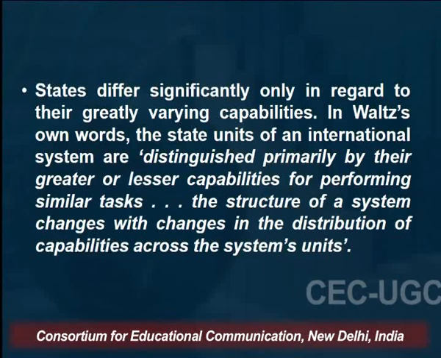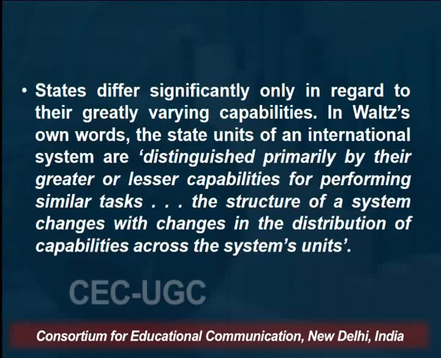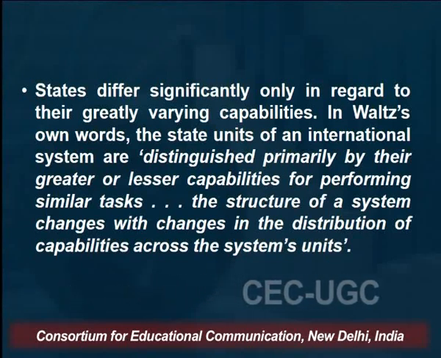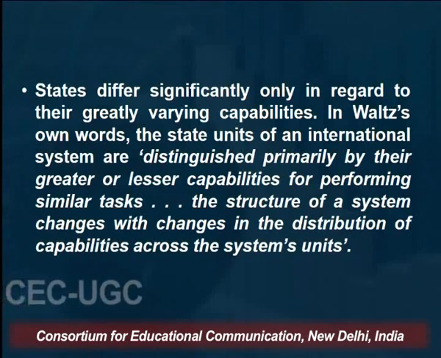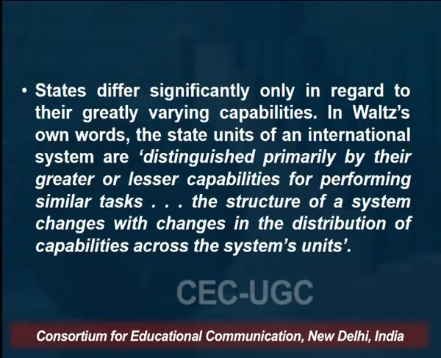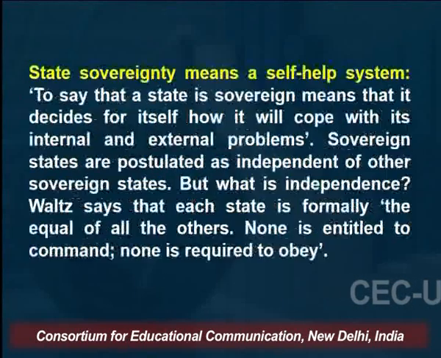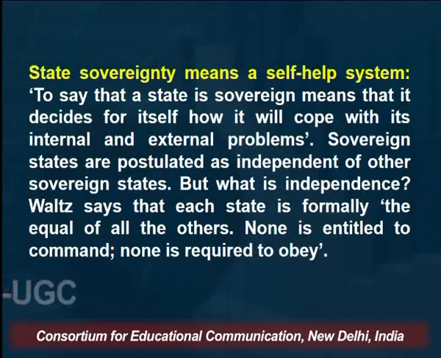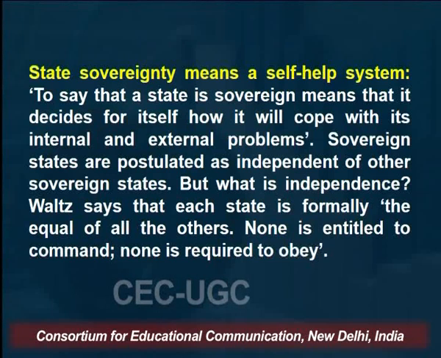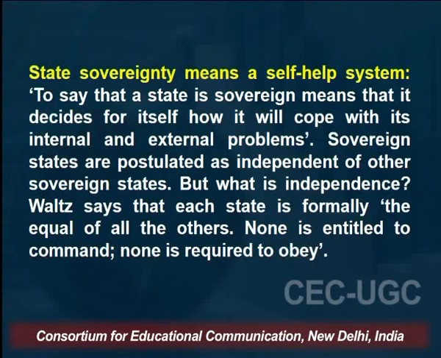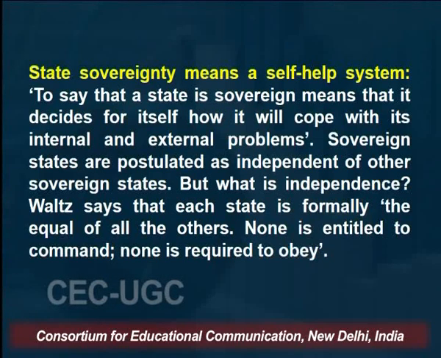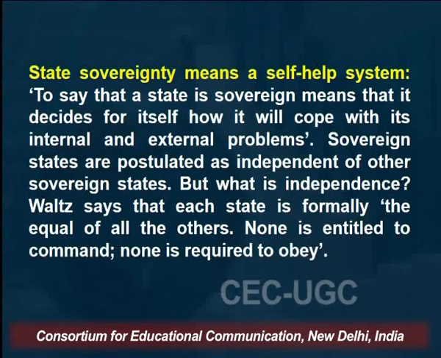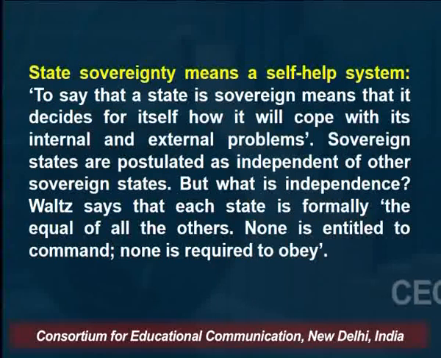In Waltz's own words, the state units of an international system are distinguished primarily by their greater or lesser capabilities for performing similar tasks. The structure of a system changes with changes in the distribution of capabilities across system units. State sovereignty, in a way, means a self-help system to neorealist scholars. To say that a state is sovereign means that it decides for itself how it will cope with its internal and external problems. Sovereign states are postulated as independent of other sovereign states.